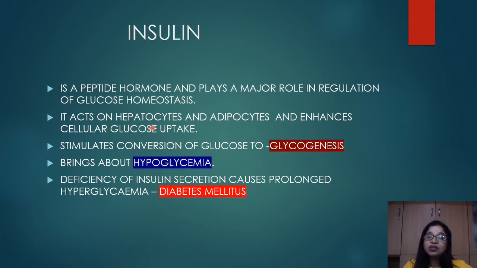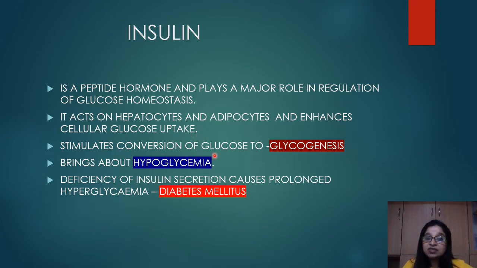It acts on the hepatocytes too. So insulin will act on the cells of the liver and even the fat cells, that is the adipocytes, and it will enhance cellular glucose uptake. That means it will make these cells pick up the excess glucose that is present in the blood, and the hepatocytes will convert it into glycogen and store it in the cells for further use. This is how, to some extent, the blood glucose level is reduced.